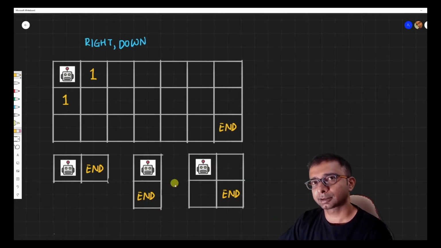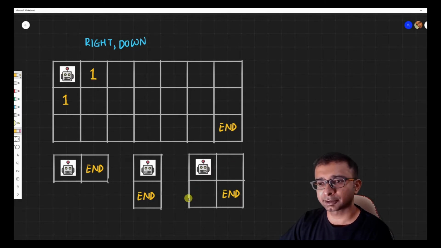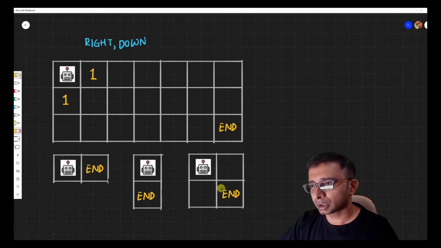Now we have this subproblem over here. This subproblem says that if the robot is at the top left and this is the bottom right, then what is my answer, right? And you can see that there are two cells which need to be answered, and once we answer them, only then can we find our final answer over here, right?